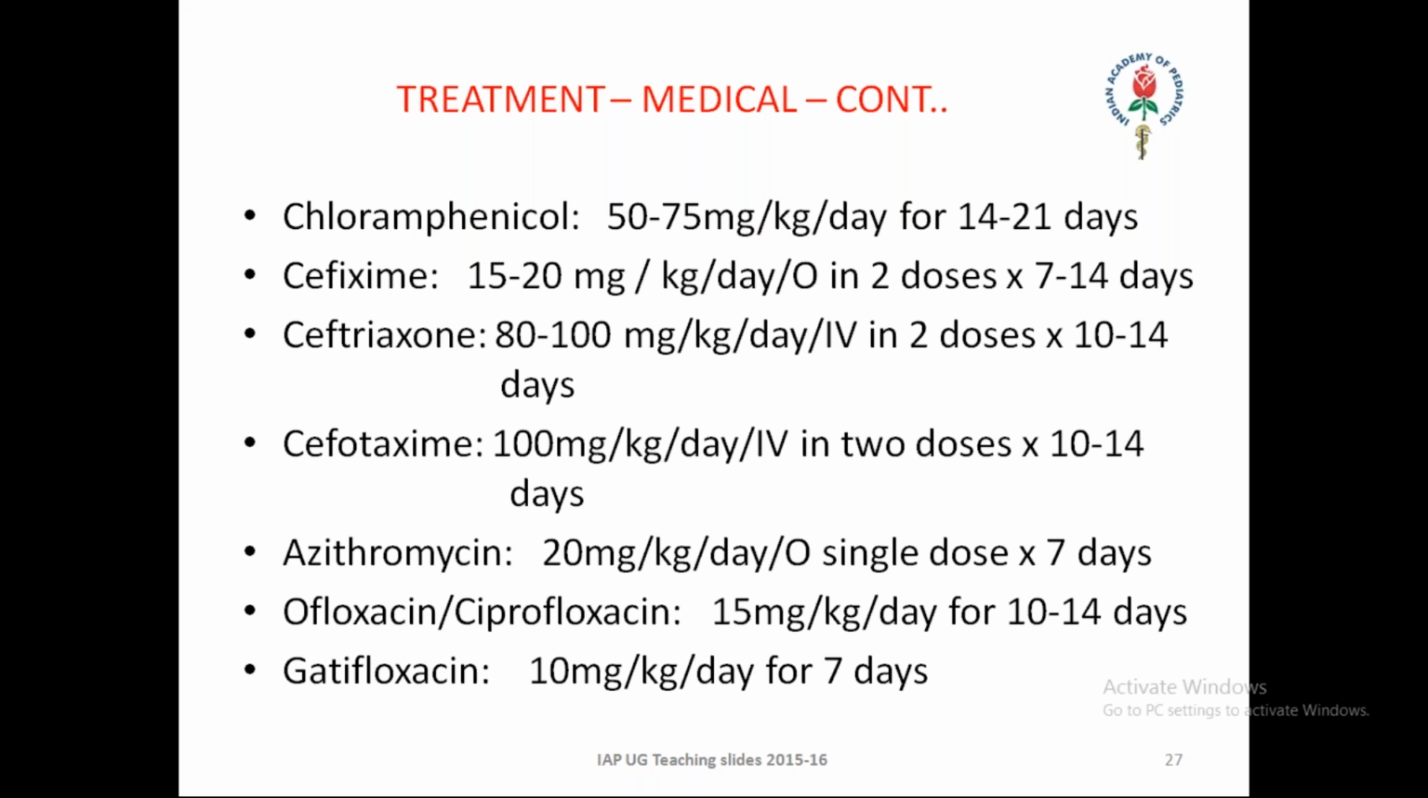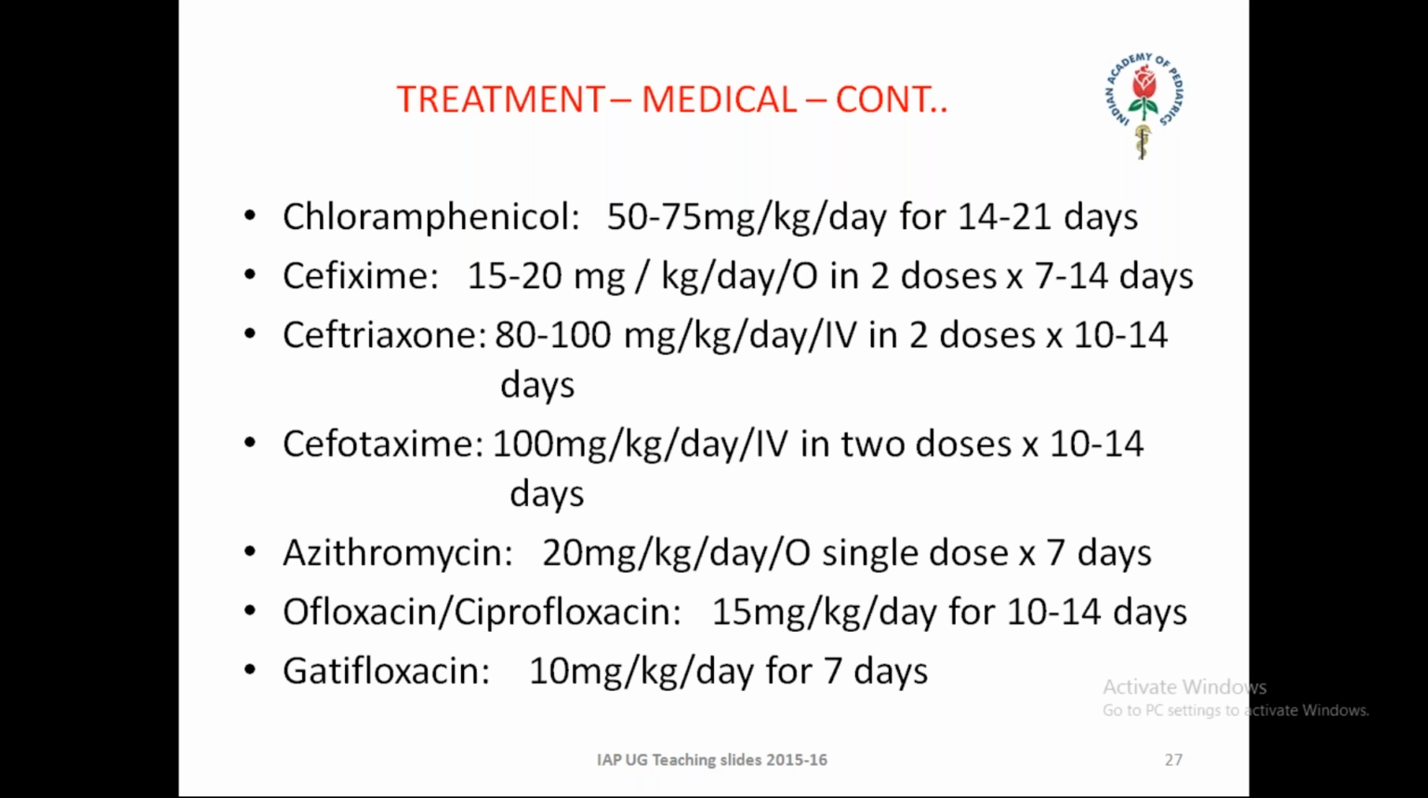So when we treat them, what dosages do we use? Chloramphenicol 50 to 75 mg per kg per day for 3 weeks, that is 21 days, at least 2 to 3 weeks. Cefixime 15 to 20 mg per kg per day in 2 divided doses for 7 to 14 days. Ceftriaxone 80 to 100 mg per kg per day IV in 2 divided doses for 2 weeks, and cefotaxime 100 mg per kg per day in 2 divided doses for 2 weeks.